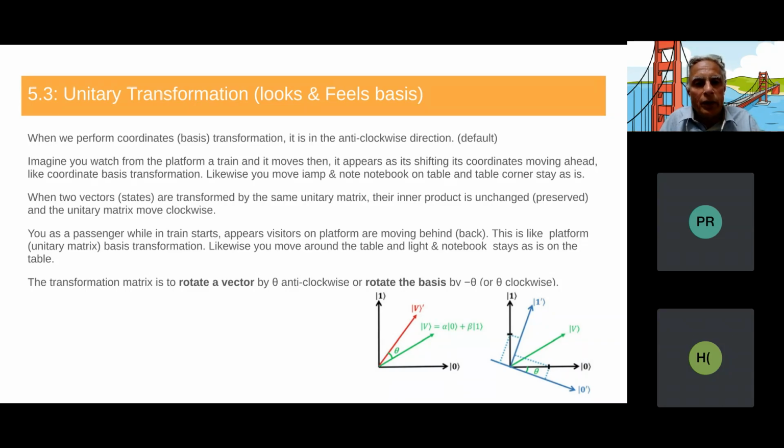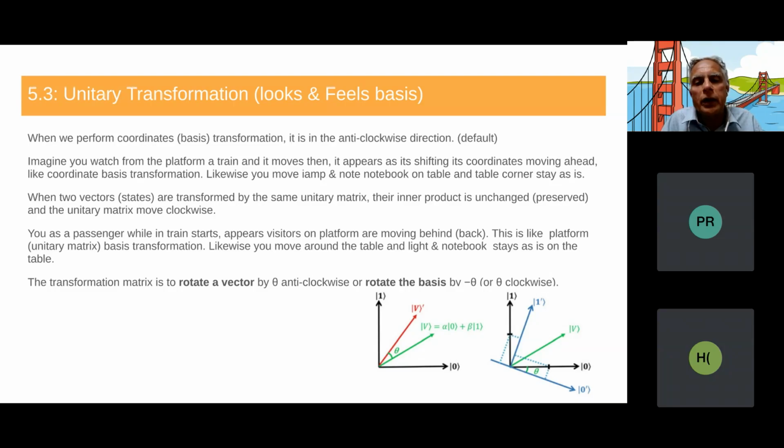Whereas if you are a passenger looking at it, for you it will look like the platform is moving, right? That's the way. So basically, it's a perception. The one thing we want to stress here is that unitary transformation looks and feels different based on the space, clockwise or anti-clockwise. Anti-clockwise is the norm which we use most often, called coordinate basis transformation.